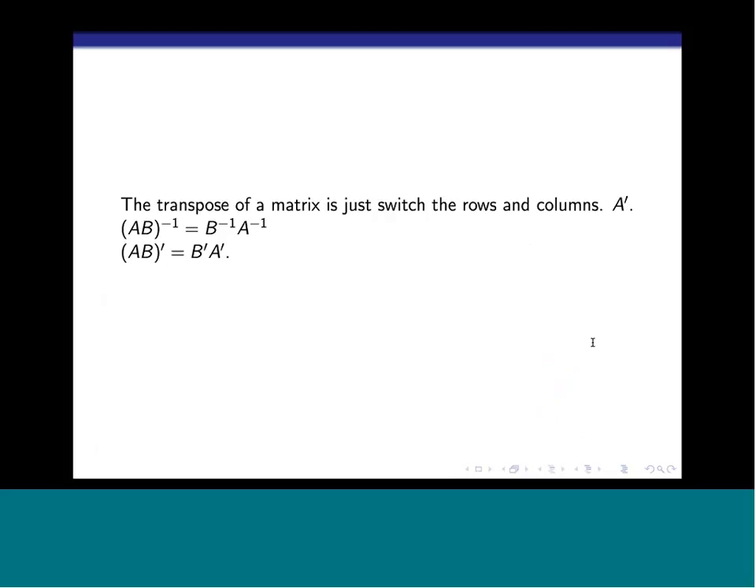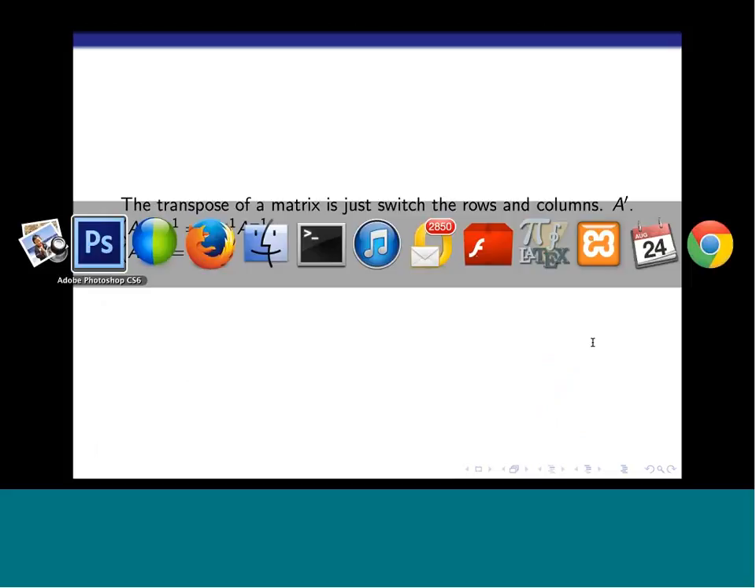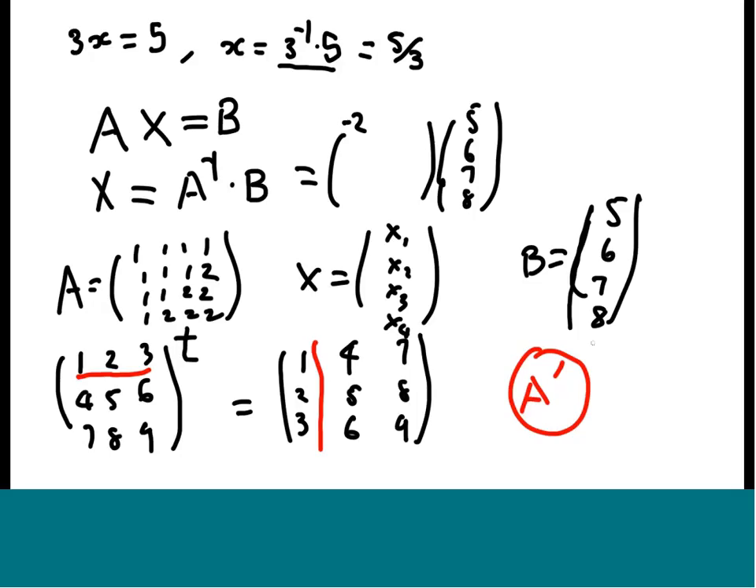Also, I didn't really tell you about the inverse. This is so elementary. If A has an inverse and B also has an inverse, then AB has an inverse. The inverse of AB is just B inverse first, then A inverse.